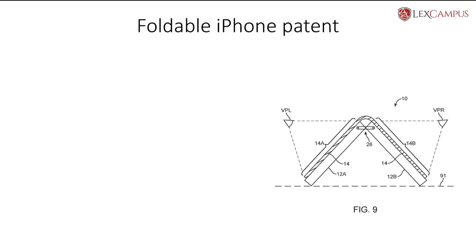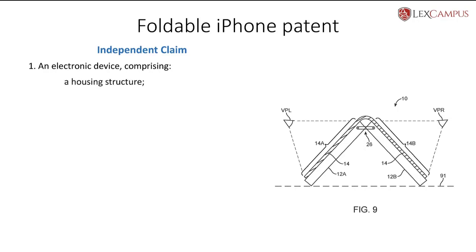Now if we analyze the claims, you can see the independent claims beginning with a preamble and a transition. The preamble being an electronic device and the transition being comprising. And then you have the body, a housing structure, a flexible support structure mounted to the housing structure.